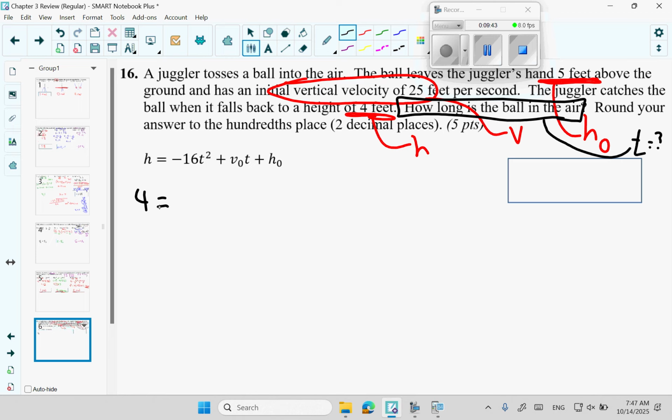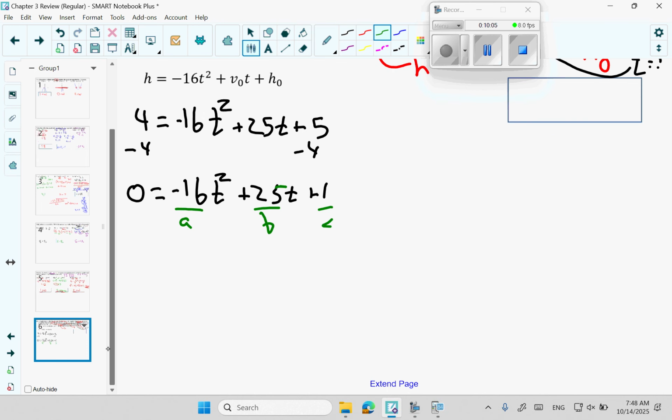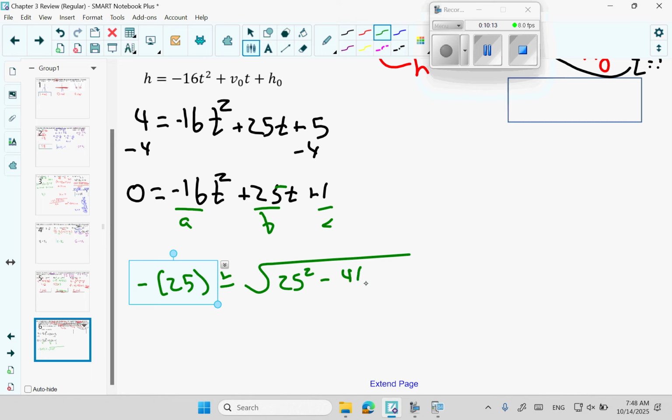We're going to get 4 equals negative 16t squared plus 25t plus 5. Well, we can minus 4 minus 4. We get 0 equals negative 16t squared plus 25t plus 1. And from here, I'd quadratic formula it, a, b, c. So we get negative 25 plus or minus the square root of 25 squared minus 4 times a times c, all over 2 times a.